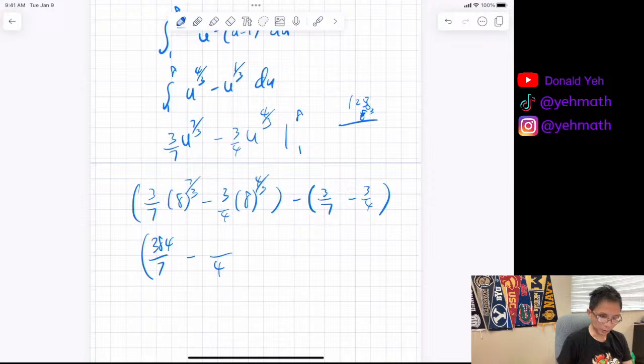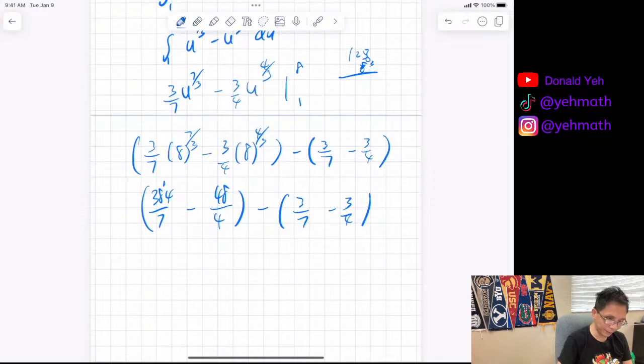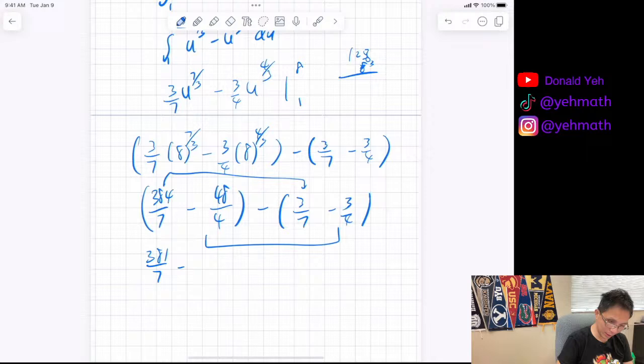2 to the 4 is 16. 16 times 3 is 48. Is that right? Yeah, that appears to be. Okay, so for me, I figured out a trick: I can subtract them. Because of the same denominator, it'll be 381 over 7. Does that make sense? And this one is going to be minus what?